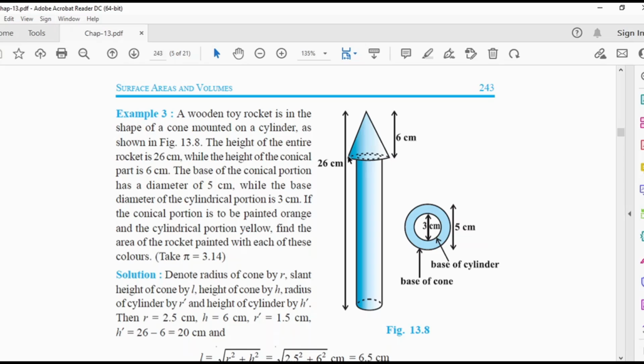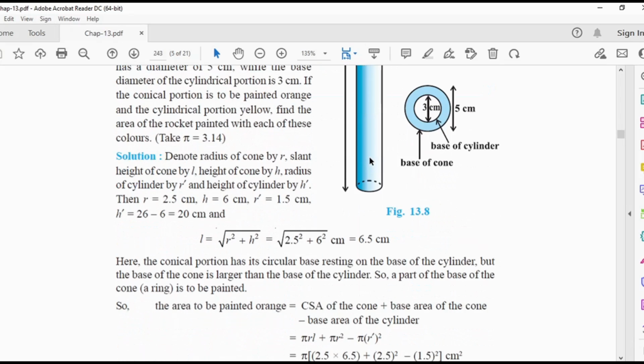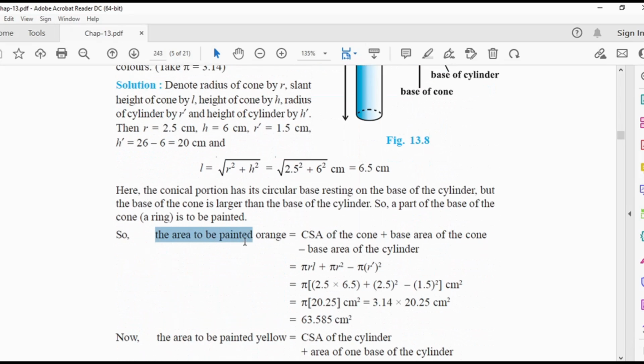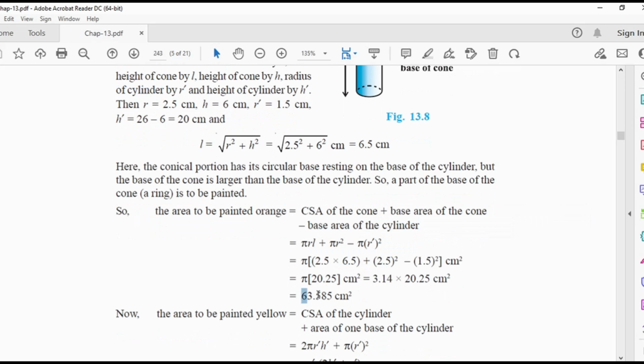So of course we want to add the curved surface area of the cone and the base area of the cone. Do we need to color all the base area of the cone? No. From the base area of the cone you want to subtract the base area of the cylinder. So you can see here the area to be painted orange: curved surface area of the cone plus base area of the cone minus base area of the cylinder. Use the formulas and give the values, you will get the final answer.